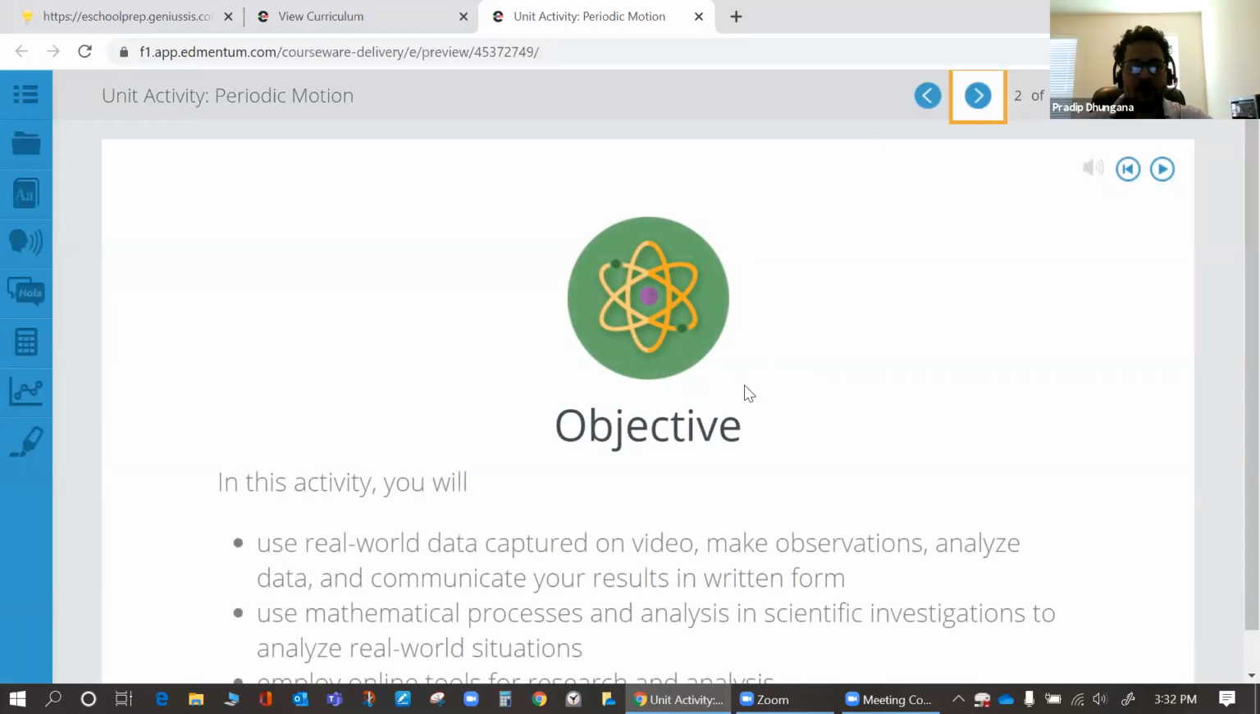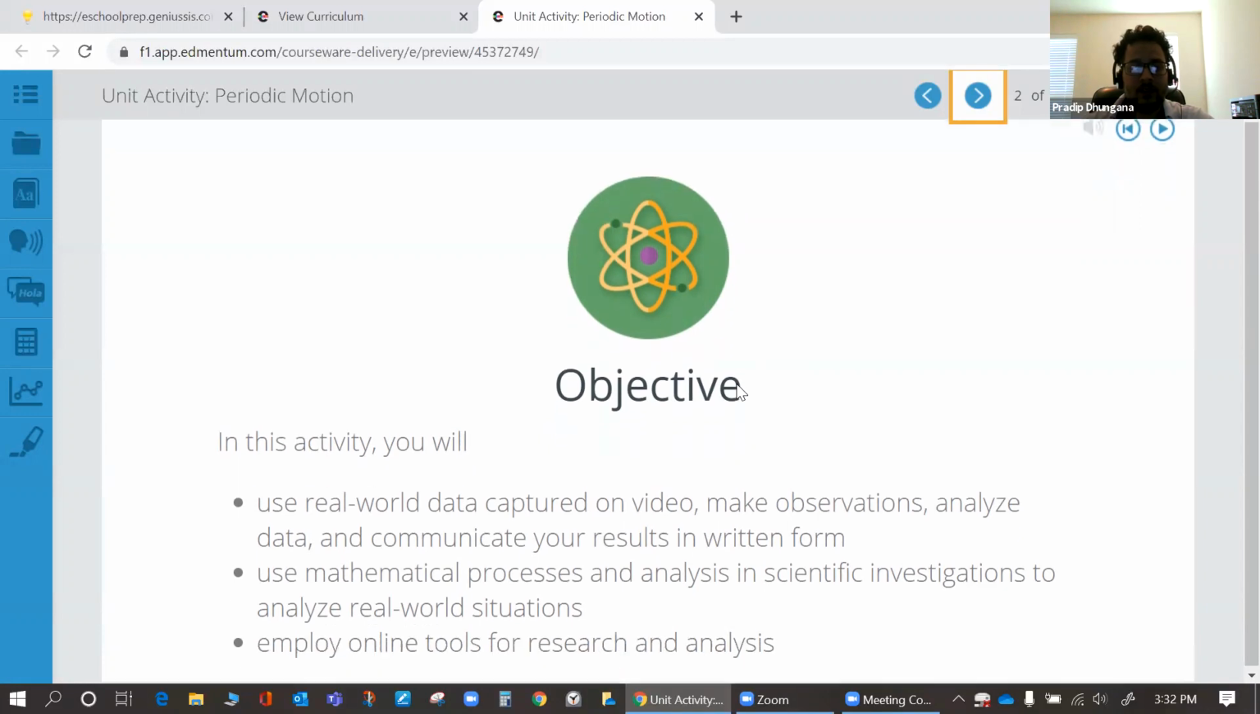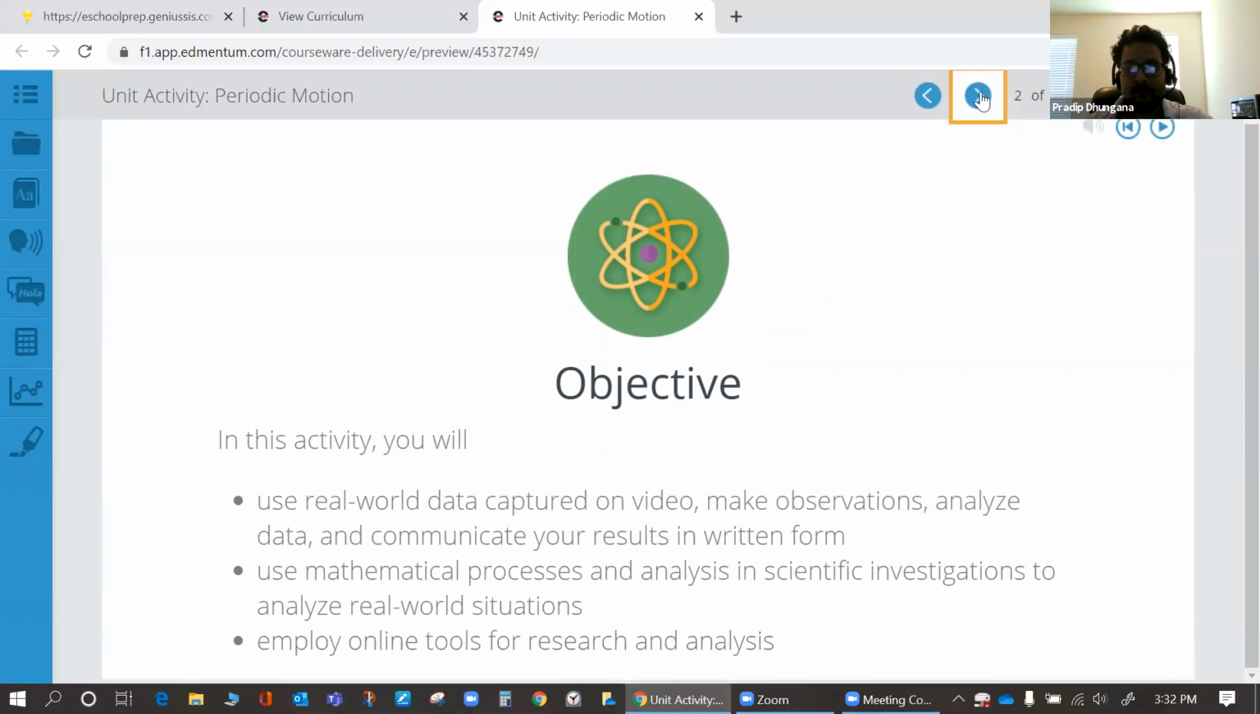The objective or goal of this unit activity is to use real world data captured on video. So we'll use a video analysis tool, make observations, analyze that data, and communicate the result in written form. That is the goal of this unit activity.